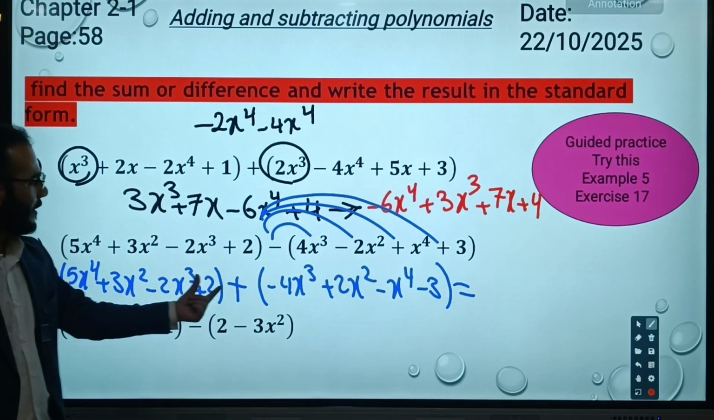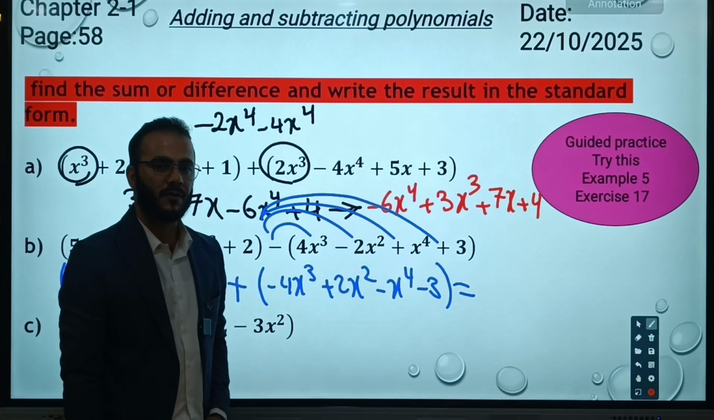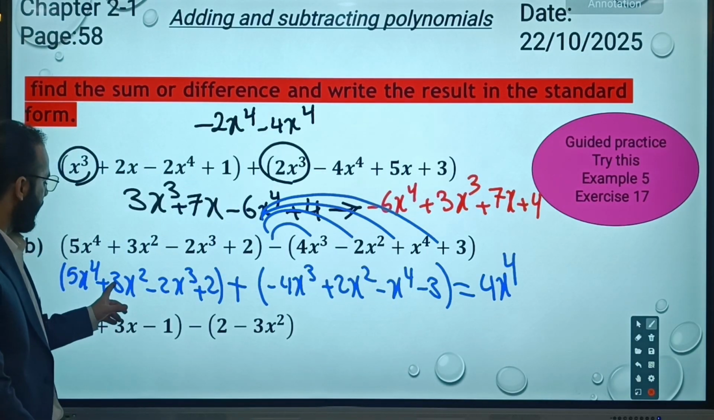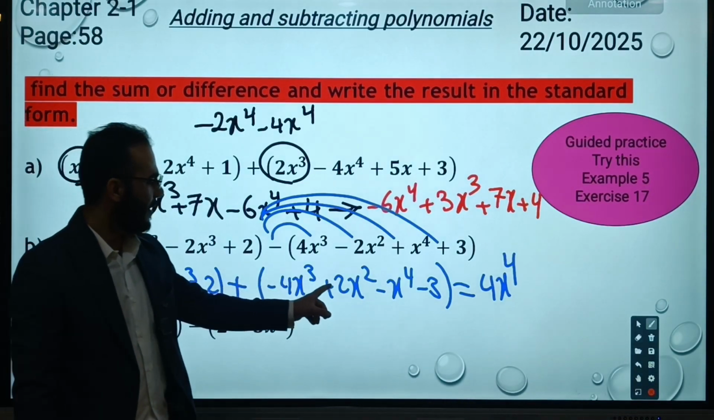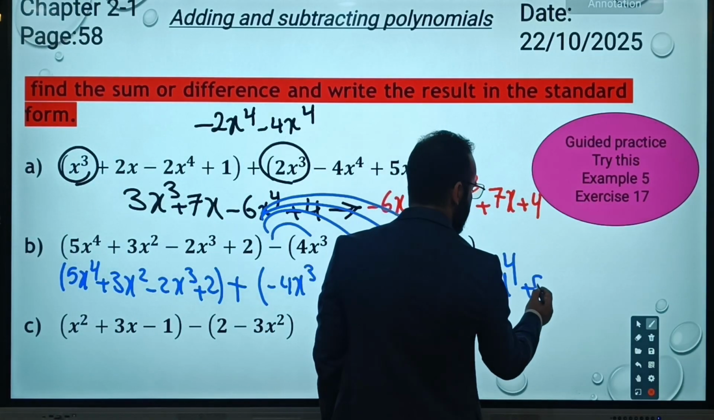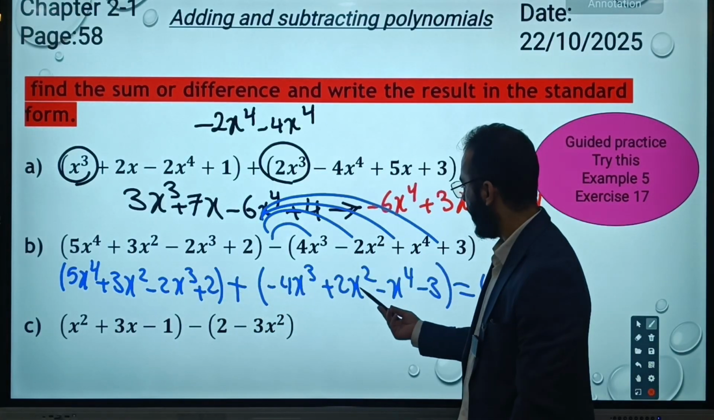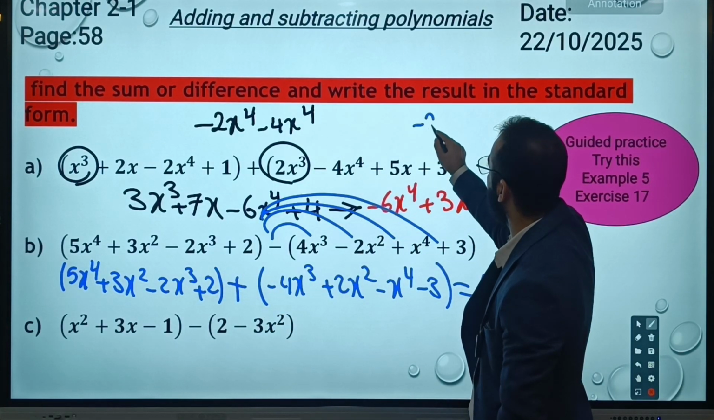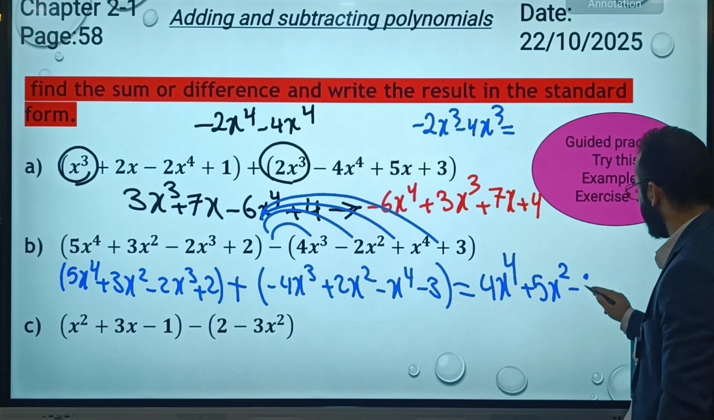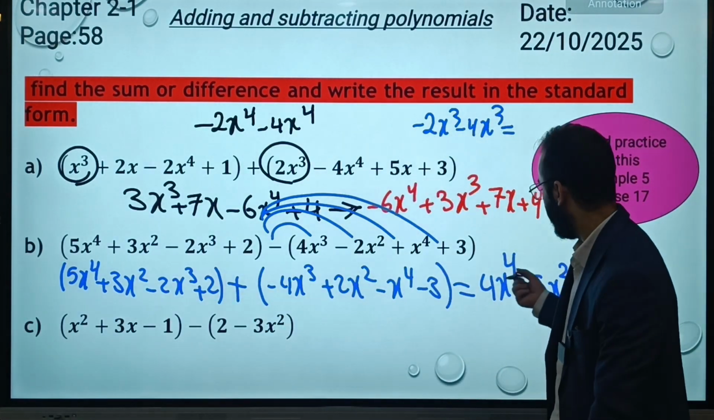So 5x^4 minus 1x^4, so it's equal to 4x^4. Alright, 3x squared. Do we have any x squared here? Yes. 3x squared plus 2x squared, 5x squared. And then we have negative 2x cubed and negative 4x cubed. Again, the same thing, negative 2x cubed minus 4x cubed. So add the coefficients, minus 6x cubed. And then finally the constant term 2 minus 3, negative 1.